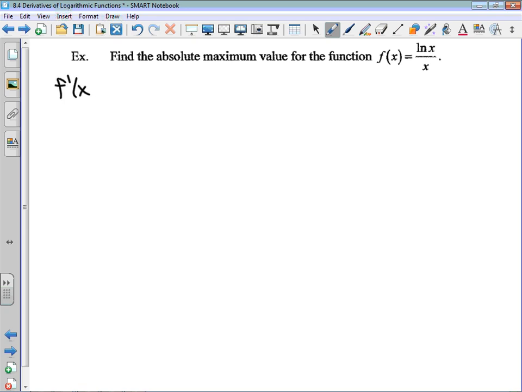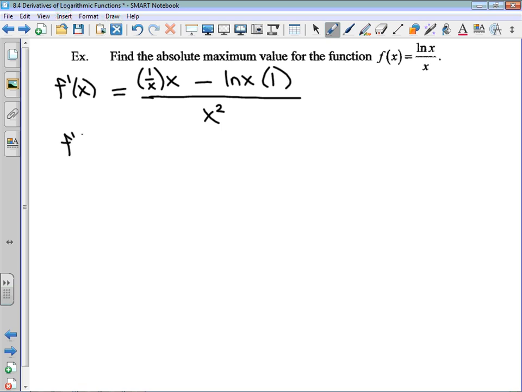So f prime of x is going to be, the first thing I'm going to do, sorry about that, headset fell off, is immediately take the original denominator and square it. This is just the quotient rule. Then I'm going to take the derivative of the numerator, which is 1 over x, multiplied by the denominator, minus the numerator, which is ln x, multiplied by the derivative of the denominator, which is 1. Now we should clean this up a little bit. 1 over x times x is 1, so I get 1 minus the natural log of x over x squared.